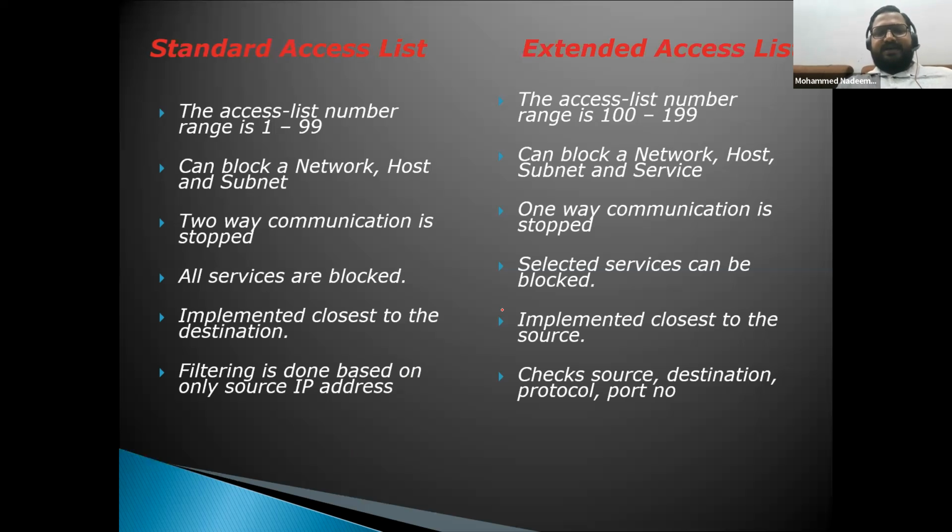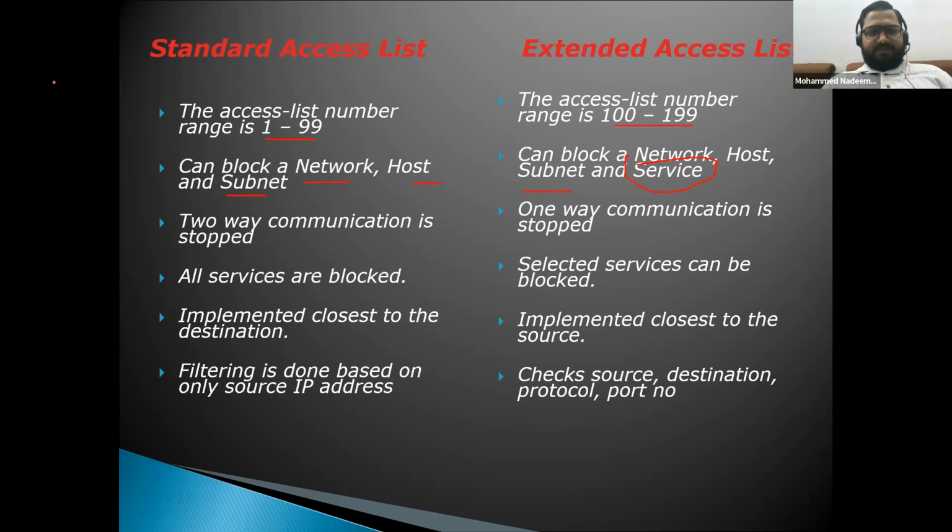Standard access list and extended access list: what is the difference? The standard access list range is from 1 to 99. Extended access list is 100 to 199. Standard access list can block network, host, or subnet. Guys, remember this: network, host, and subnet. But with extended access list, network, host, subnet, and services also you can block. Standard is the first ACL, then the advanced version is extended, so obviously it gives you more features.